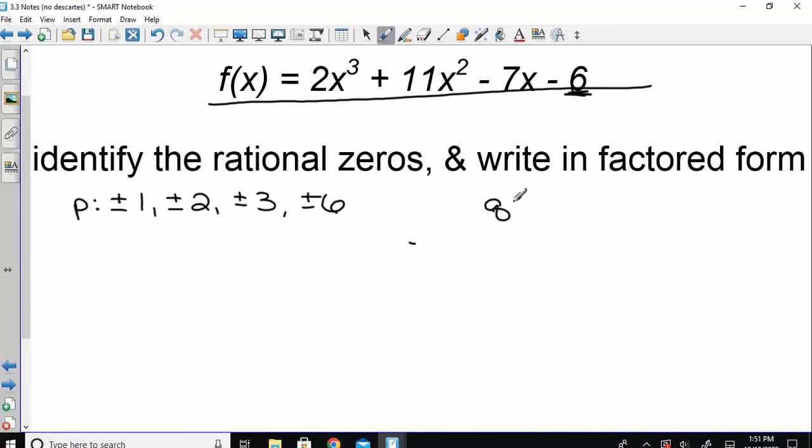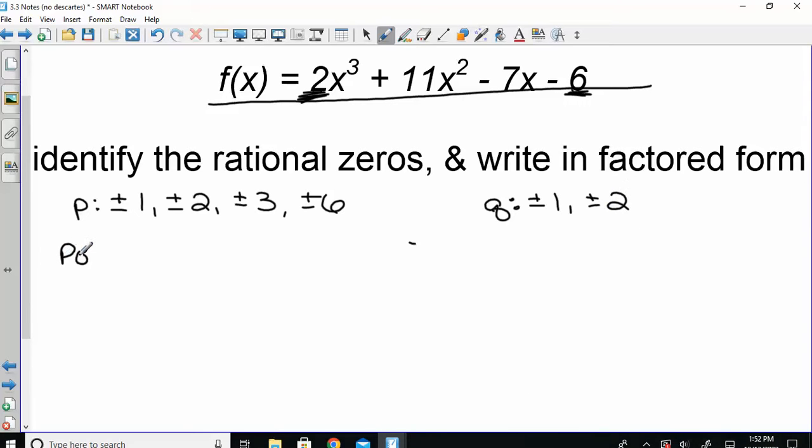Q comes from my leading coefficient. What is every number that could divide 2 evenly? 2 and 1. Now, could they be positives and negatives again? Yeah, because you could do 1 times 2 or negative 1 times negative 2. So again, plus and minus 1, plus and minus 2.